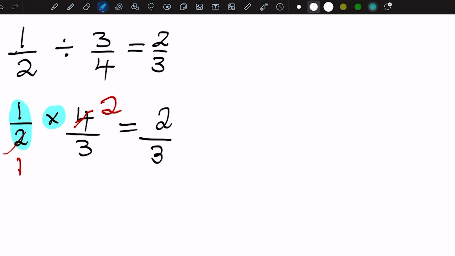So what we do is that we just multiply across with the numerators and the denominators. So 1 multiplied by 2 gives us a 2, and 1 multiplied by 3 gives us a 3. And that basically covers that. Alright, let's look at the next example.